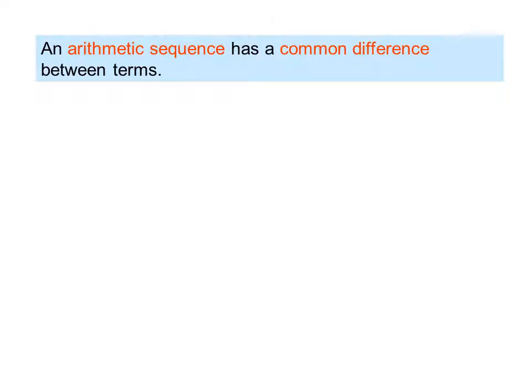An arithmetic sequence has a common difference between terms. For example, the sequence -5, -2, 1, 4, 7 has a common difference of 3, because 3 is the number you would have to add to each term to get the next term.